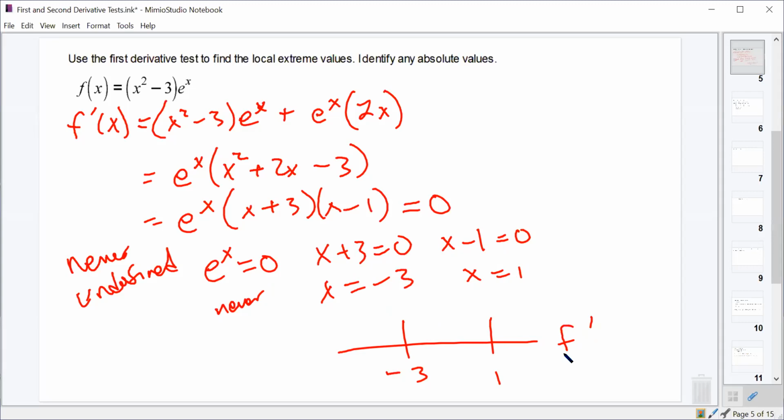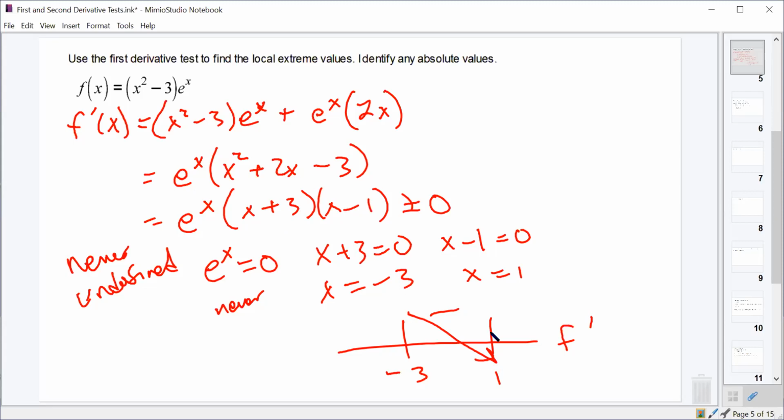And we'll plug in values. What's something that's more than -3 but less than 1? 0. 0 is often a nice, easy one to check. Plug in 0 to usually your most factored version here, just to make it easier. E to the 0 is positive. 0 plus 3 is positive. 0 minus 1 is negative. 2 positives times a negative makes a negative.